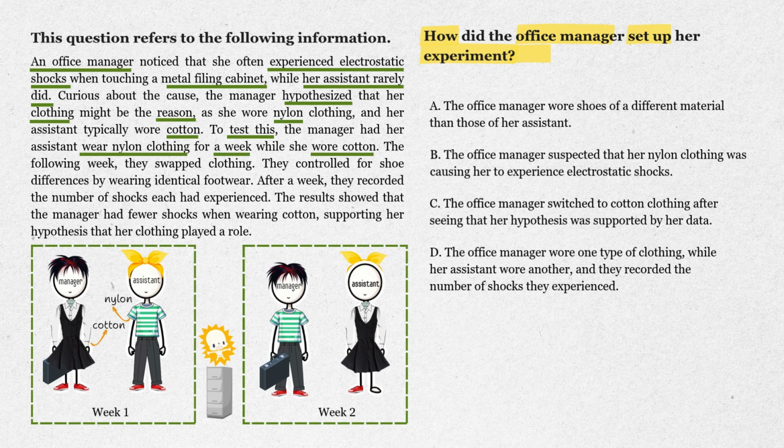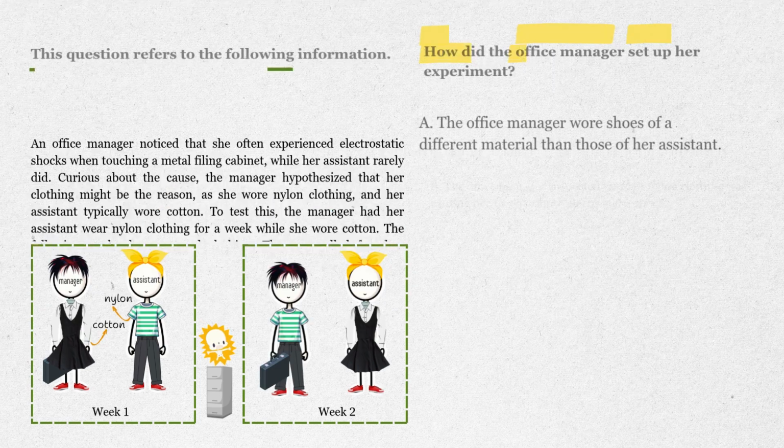The following week, they swapped clothing. They controlled for shoe differences by wearing identical footwear. After a week, they recorded the number of shocks each had experienced. The results showed that the manager had fewer shocks when wearing cotton, supporting her hypothesis that her clothing played a role. Now examine the options.